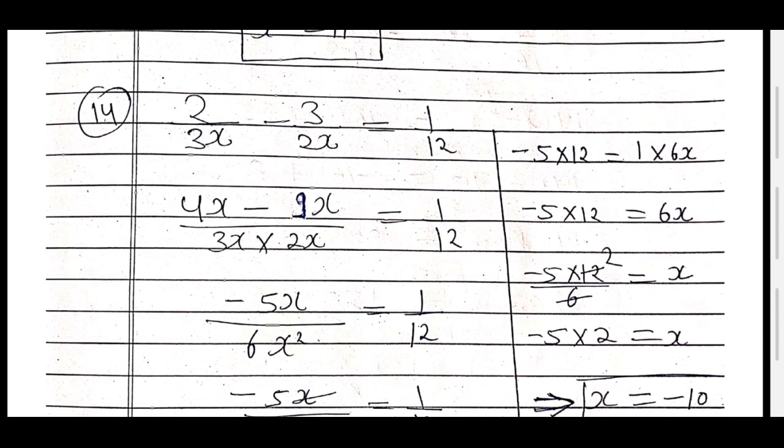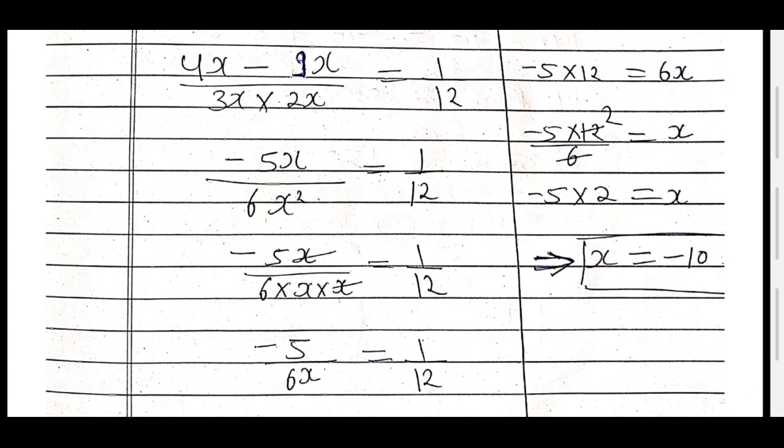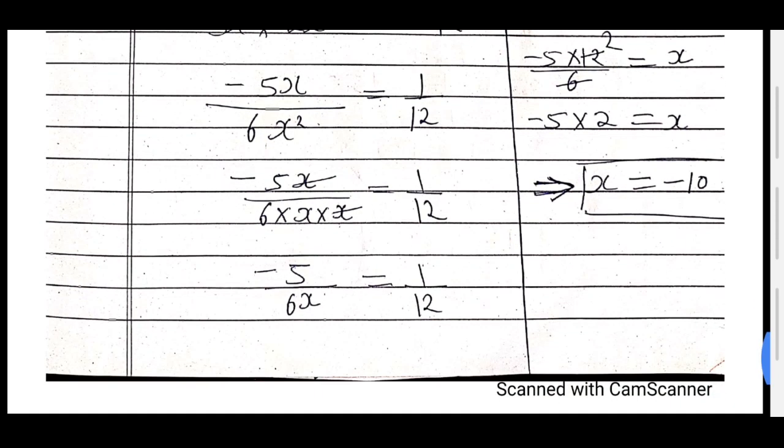So what you do? Just cross multiply. 2 2s are 4x, and 3 3s are 9x, and when you multiply 3 by 2, it is 6, and x into x is x square. Like that, you have to do it by cross multiply. Here the right side remains the same. Now you get 4x minus 9x, which is minus 5x, and 6x square into 1 upon 12. Now minus 4x, 6 as it is.